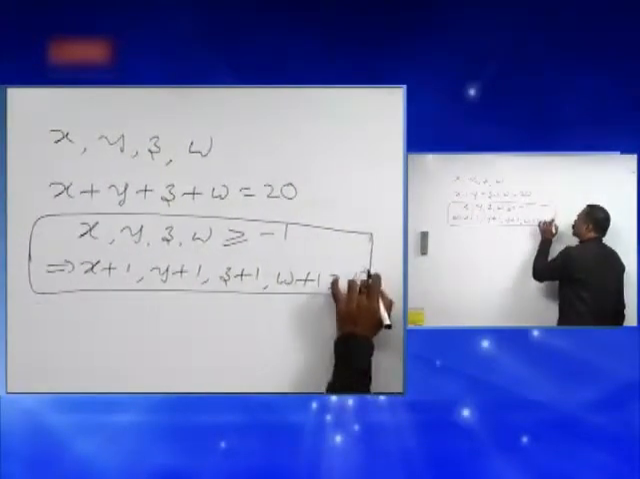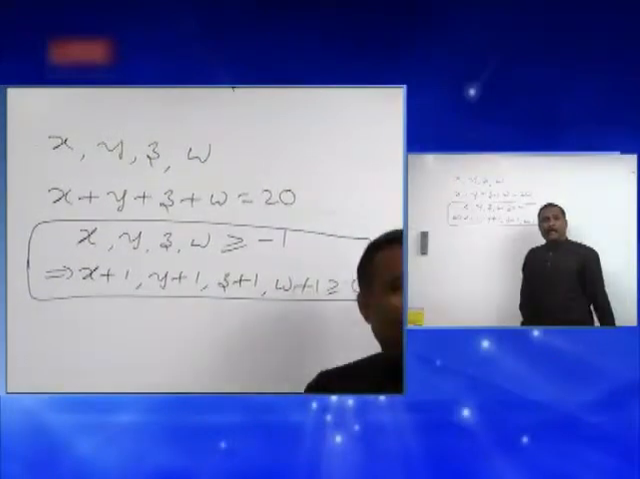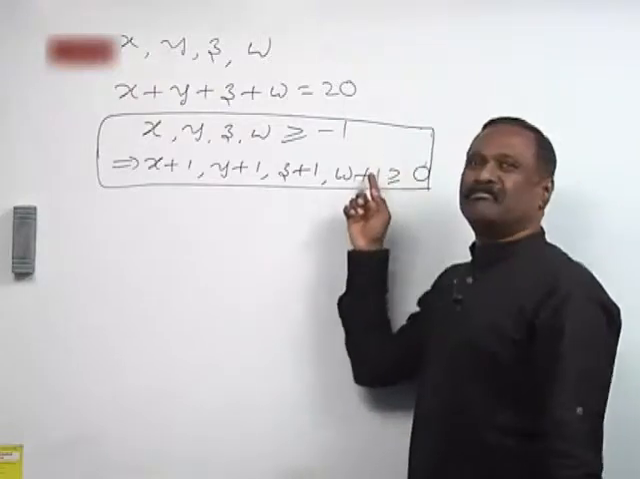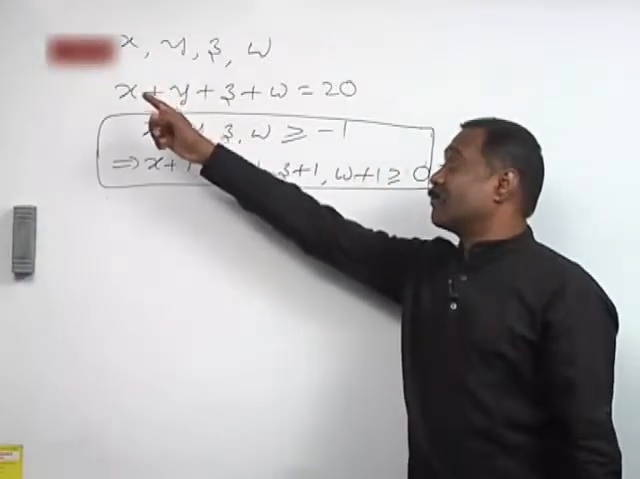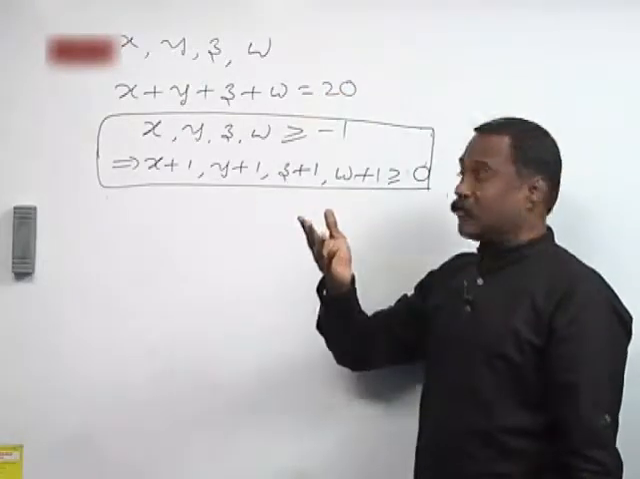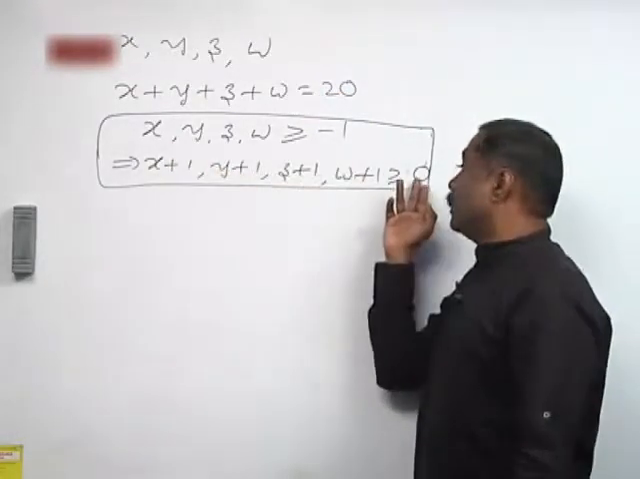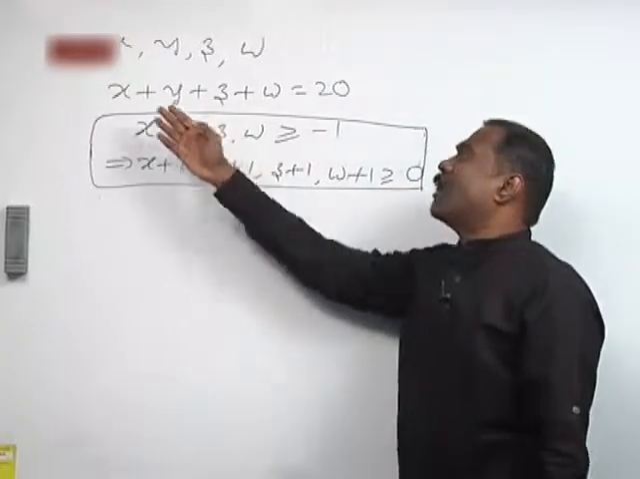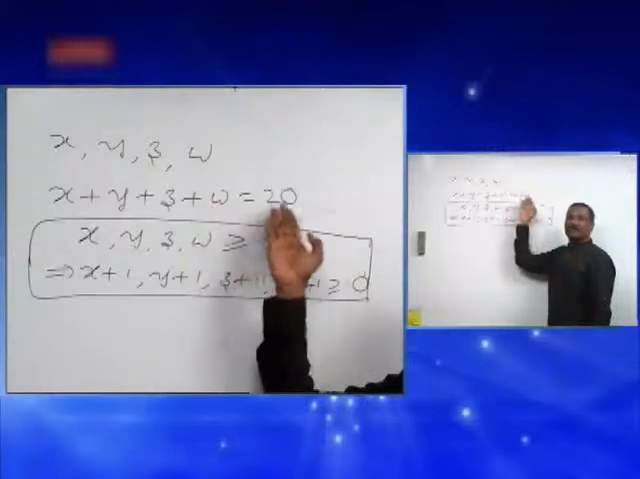So to apply that formula comfortably, the restriction to be fulfilled is that it must start with 0. If it is x, then we cannot apply that because x is greater than or equal to -1. If it is x plus 1, we can comfortably apply because it starts from 0. So what I do now, I'll add 1 to each of the terms.